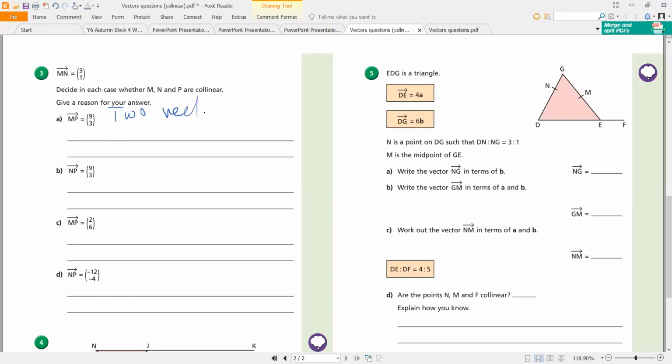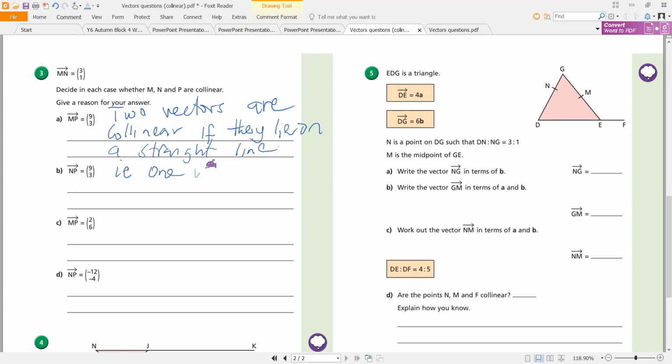Two vectors are collinear if they lie on a straight line. That is, one vector is a multiple of the other.